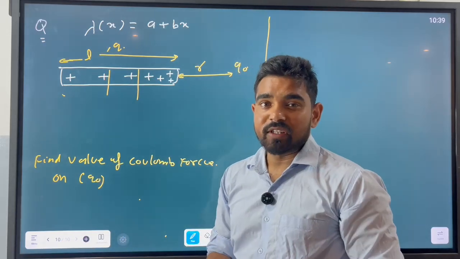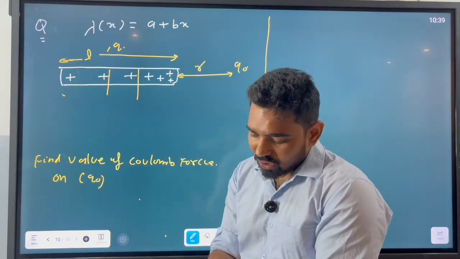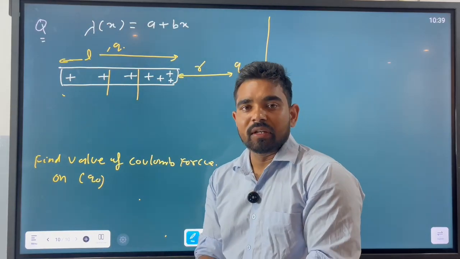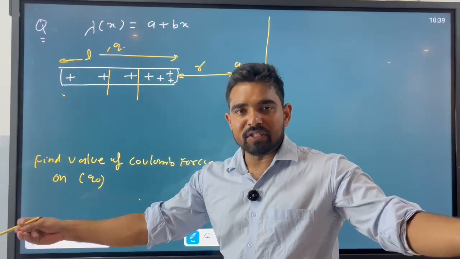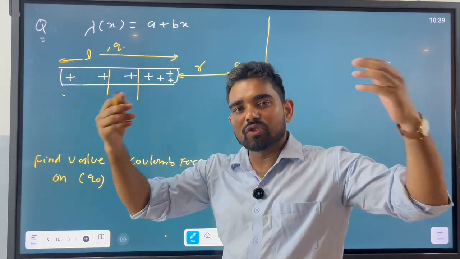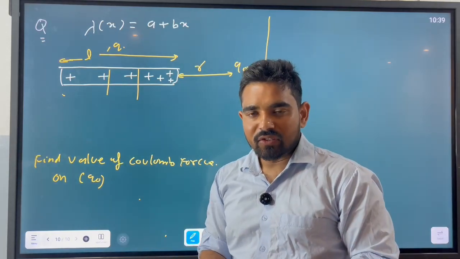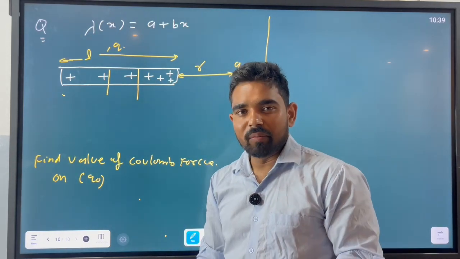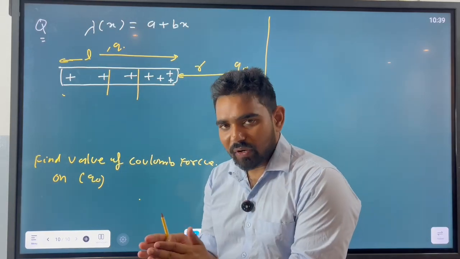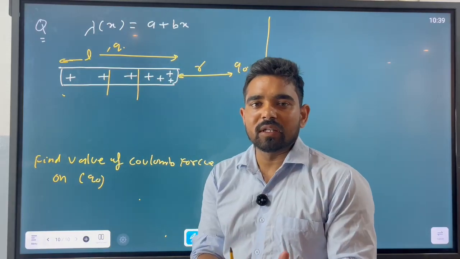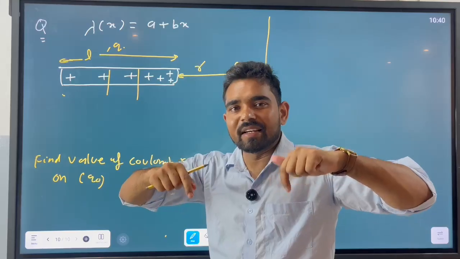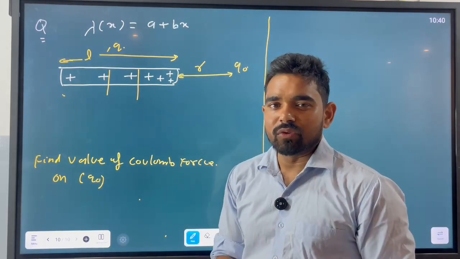What is the concept of a point charge? If the size of the charged ball or object is much smaller compared to the separation distance between both charges. Suppose the separation distance between both charges is 1 meter and the size of the charged ball is 1 mm or 1 centimeter. In that case we can say 1 mm is much smaller than 1 meter. Then we can consider q1 and q2 as point charges.